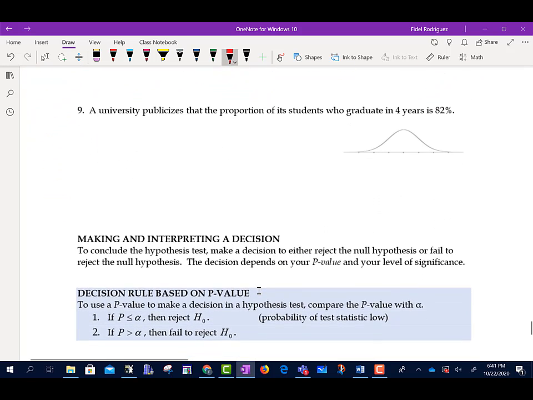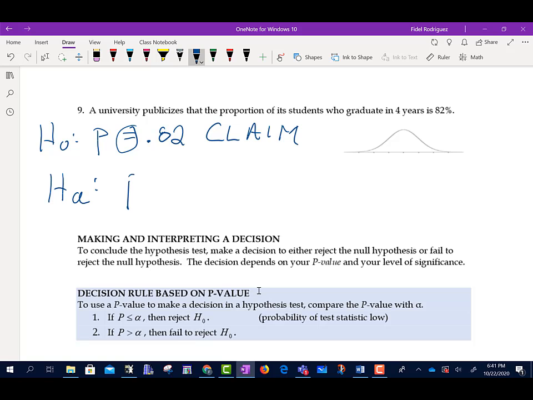I'm going to do the same thing for number 9. A university publicizes that the proportion of its students who graduate in 4 years is 82%. Okay, so the proportion is 82. This again, y'all, is my claim, right? And this happens to be my null hypothesis because there's an equal sign there. So then my alternate hypothesis is going to say this is not equal to 0.82. Okay, because the opposite of saying something is equal to is going to say something is not equal to.